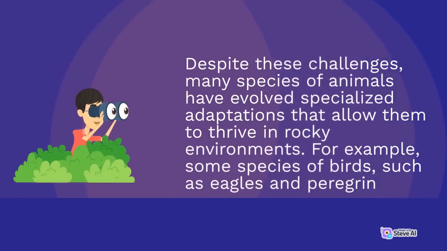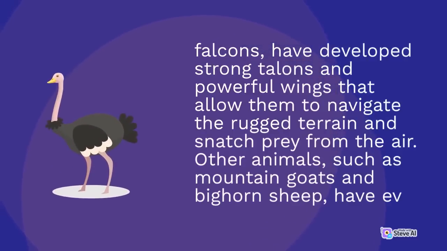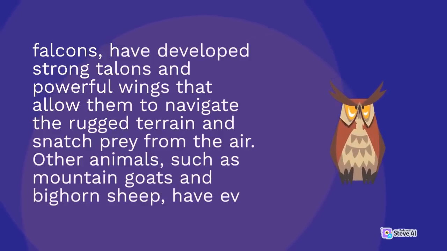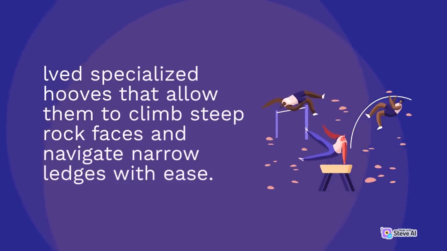For example, some species of birds, such as eagles and peregrine falcons, have developed strong talons and powerful wings that allow them to navigate the rugged terrain and snatch prey from the air. Other animals, such as mountain goats and bighorn sheep, have specialized hooves that allow them to climb steep rock faces and navigate narrow ledges with ease.